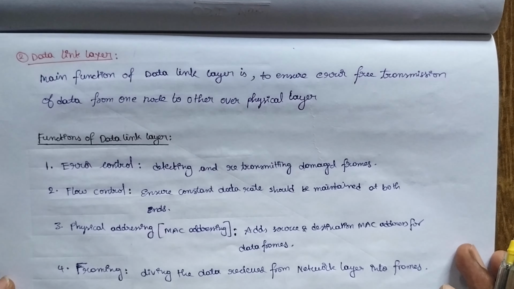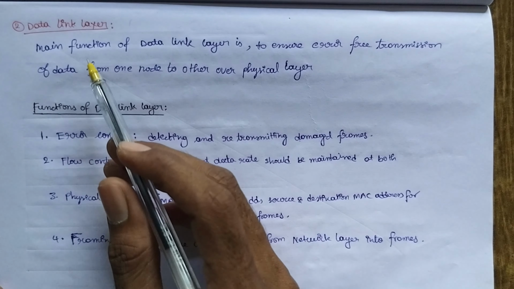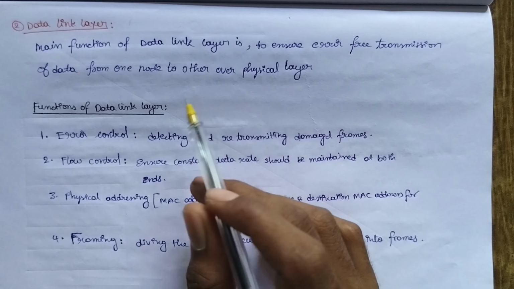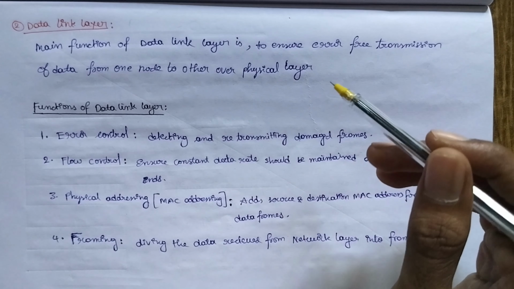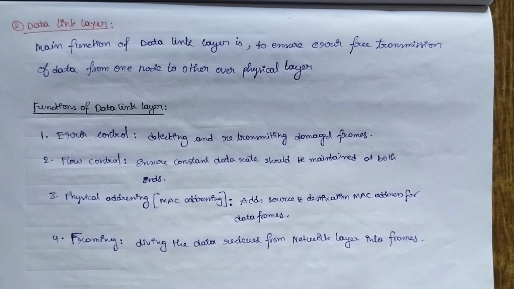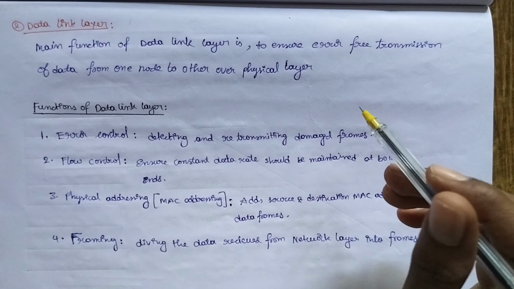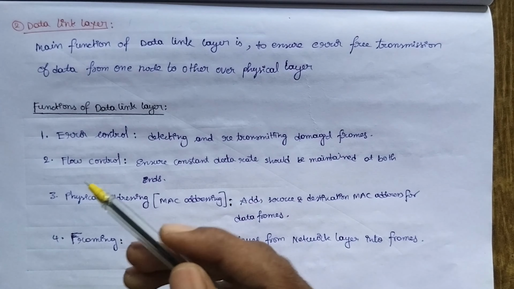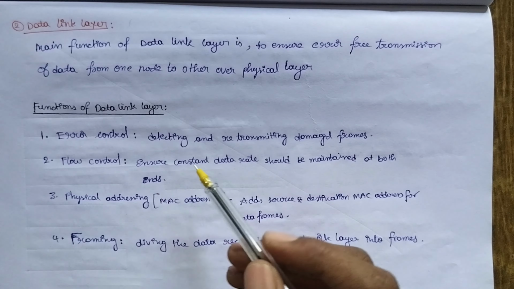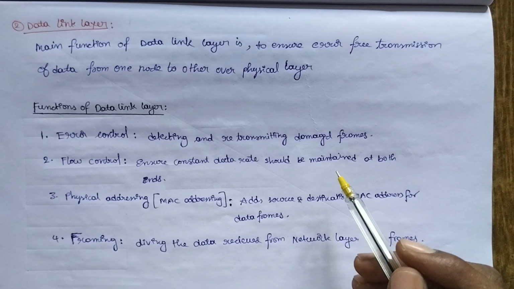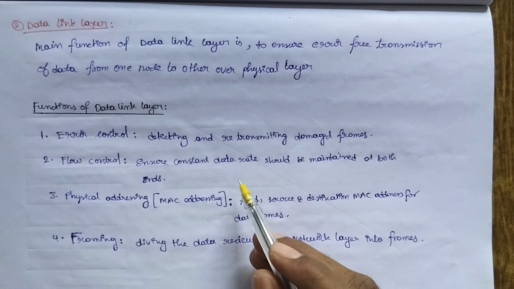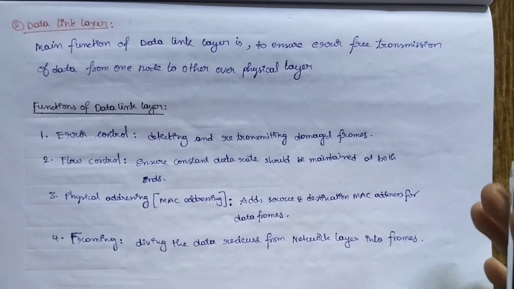Coming to the second layer, the second one is the data link layer. The main function of a data link layer is to ensure the error-free transmission of data from one node to another over the physical layer. It means that it should ensure that no error is tolerated in the network. The first and major function of a data link layer is error control. It should detect and retransmit the damaged frames. The second function of a data link layer is flow control. It ensures that a constant data rate is maintained at both ends.